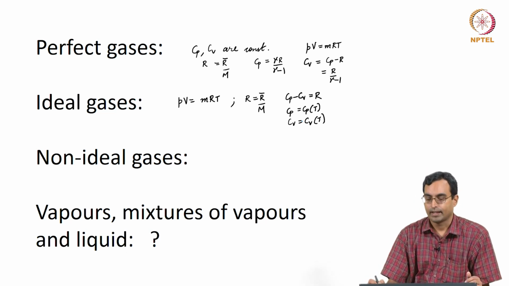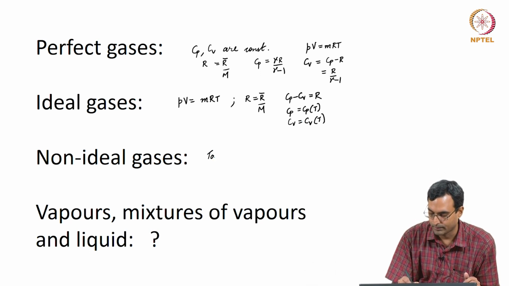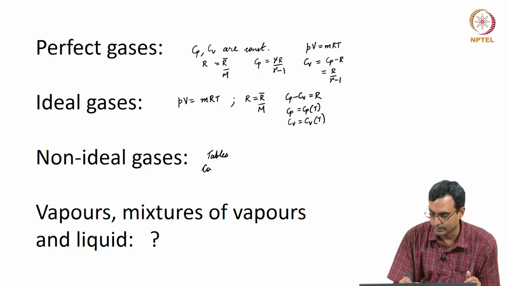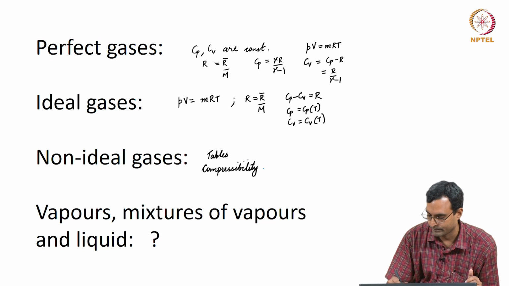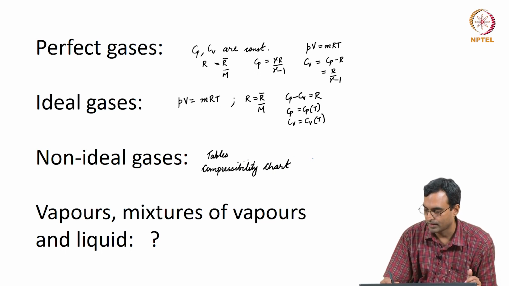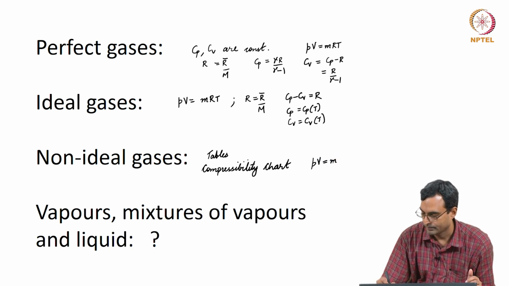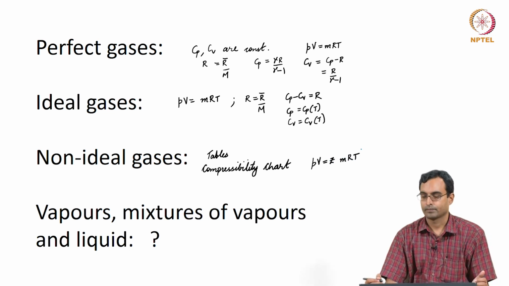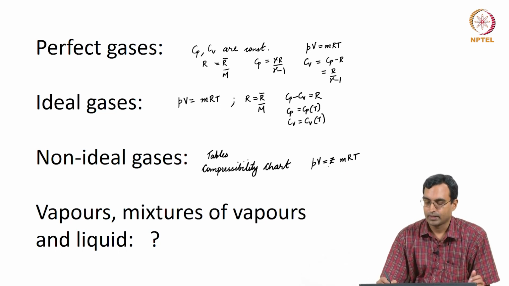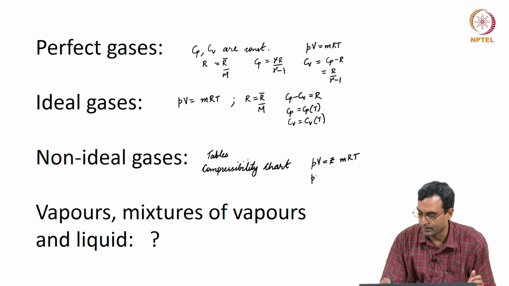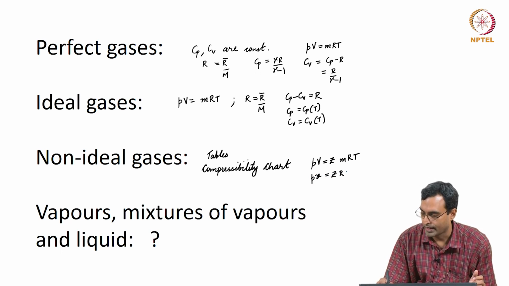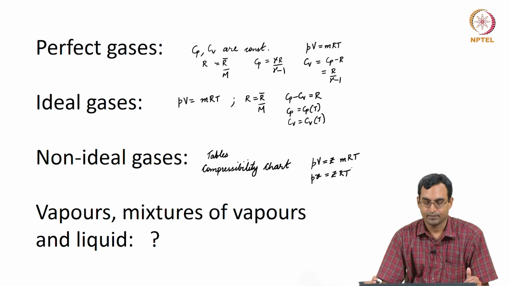If we are dealing with non-ideal gases, what we saw is we can either use tables or we can use the compressibility chart. And then we have our general model as PV is equal to Z M R T, where Z is the compressibility factor. So, in this case I can correct for the specific volumes, or I can say PV is equal to ZRT. I can correct for deviations from the ideal gas behavior by putting in another factor over here.